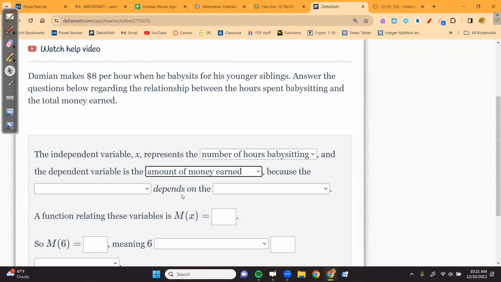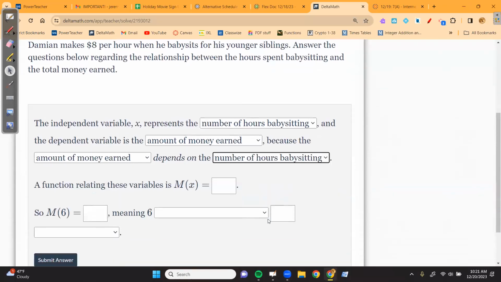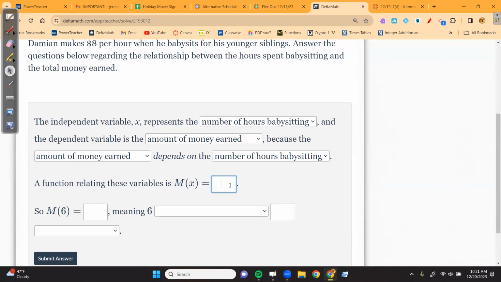Correct. We know how much he makes. He makes $8 an hour. That's not a variable. That's fixed. What depends on what? The amount of money he earns depends on the number of hours spent babysitting. What would my function be in this case? 8x. Simple function, 8x. What's m of 6? 48. Meaning 6 hours of babysitting will get $48.